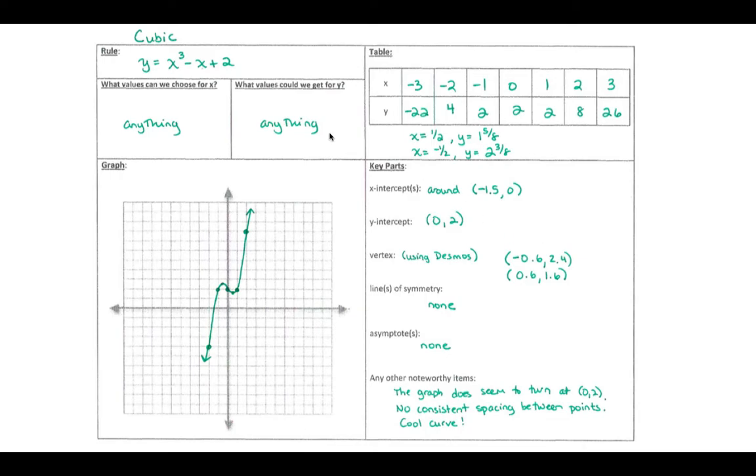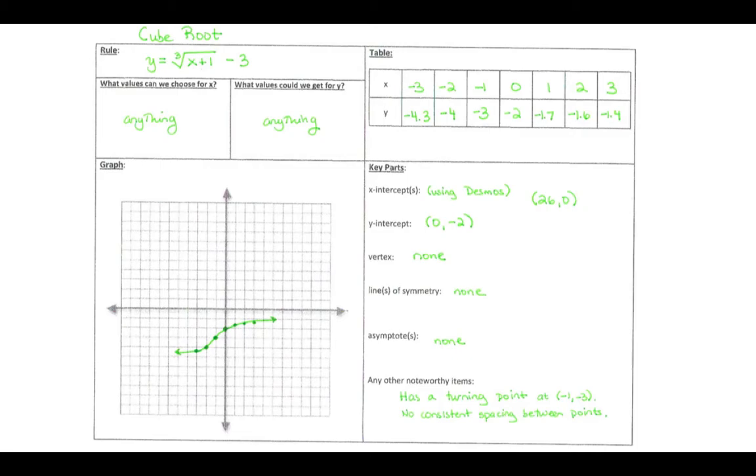It does look, though, as though the graph makes some kind of turn right here at 0, 2. It's like it's going up, and it makes a hill, and it's sort of arcing like this. And then after 0, 2, it arcs a slightly different way, and then heads in a different direction. So 0, 2 is not really a vertex, because it didn't change direction. It just did like a turning point. It changed at that point. I also noticed there's no consistent spacing between the points. So unlike the last 2, there's really no going up 5 and right 1. There's no consistent spacing, but it did make a really cool curve.